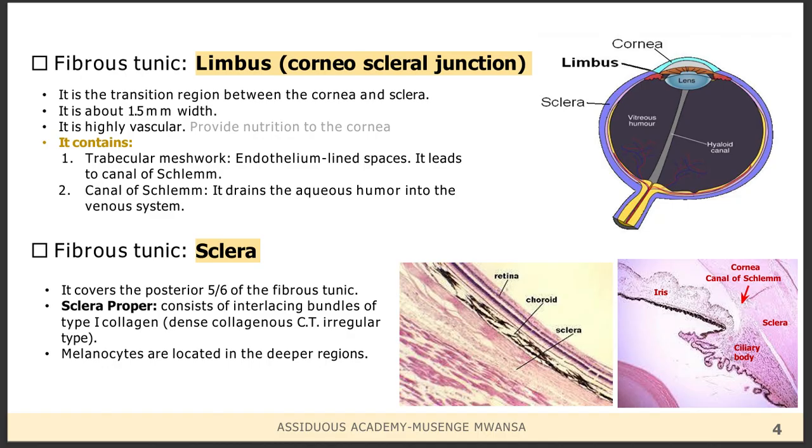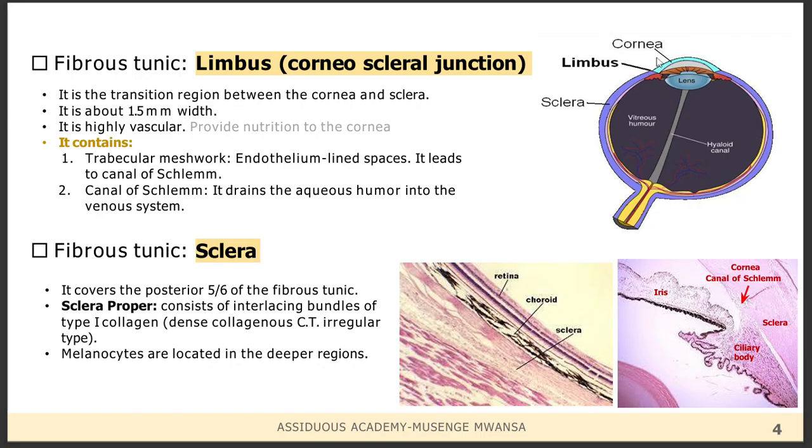It is a trabecular meshwork where the aqueous humor will be draining. In case the aqueous humor has got some dirt, that can be removed. So you need to know, clinically, the canal of Schlemm, which drains the aqueous humor.